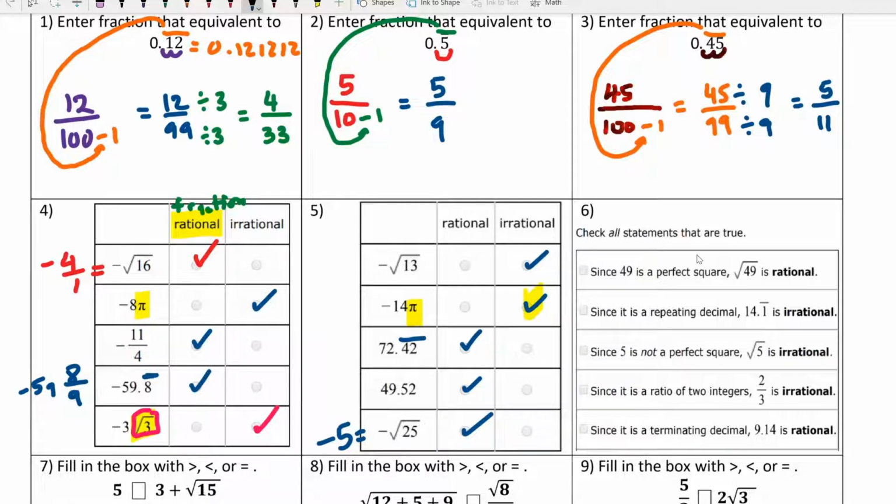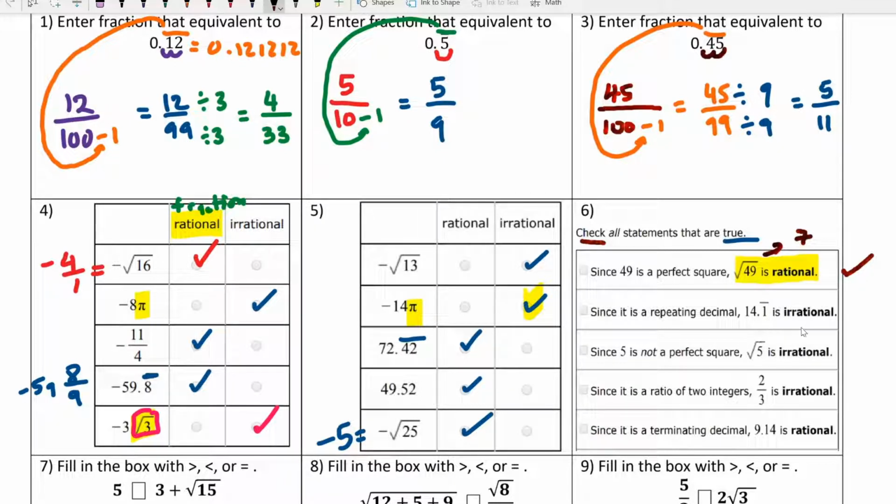Alright, number 6. Check all statements that are true. Since 49 is a perfect square, the square root of 49 is a rational number. So basically we just focus on the last statement: the square root of 49 is rational. Is that true? The answer is yes. It's true, give it a check mark. The square root of 49 is 7, and 7 can be written as a fraction. It is rational.